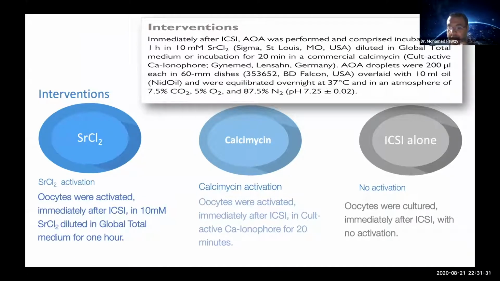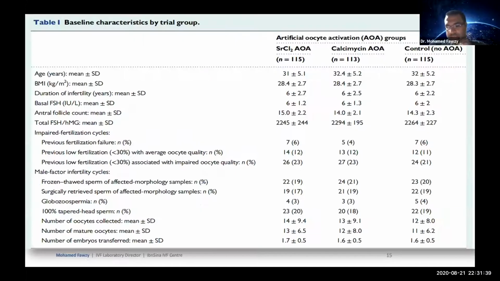Our interventions were the use of strontium chloride, as I said, or calcimycin, or ICSI alone. The results of the cycle baseline characteristics were comparable, except here for the number of mature oocytes, which is incorrectly reported. Unfortunately, in our analysis of the data, we find that this 13 is 12, and this 12 is 11, and this 11 is 10.5, but with no effect on the overall conclusion. But it's just a reanalysis of the data.